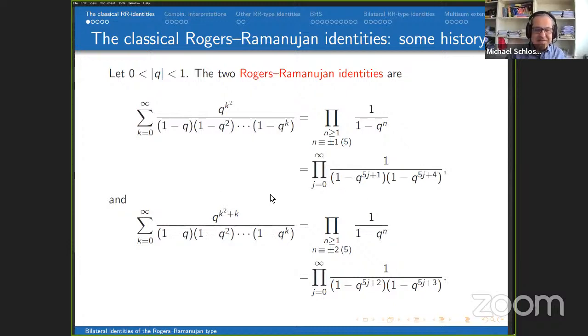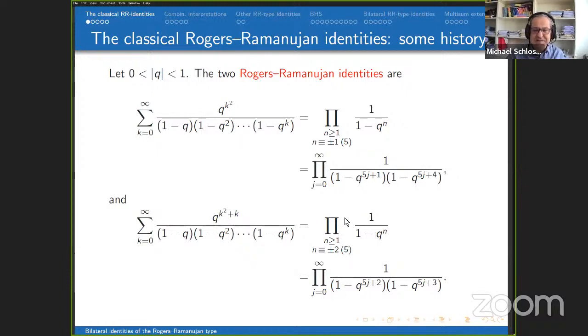Similarly, there's a companion identity where the only difference on the left-hand side is that instead of q to the k squared, you have q to the k squared plus k. So it's still a quadratic order in the numerator, in the exponent here.